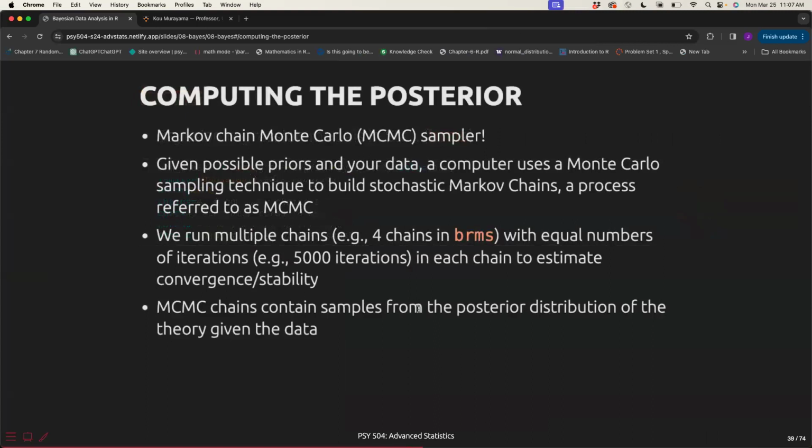So how are the posterior estimates computed? We use a really cool method called Markov chain Monte Carlo sampling, or MCMC. Given our priors and our data, we use Monte Carlo sampling to build what are called Markov chains. We call this MCMC. We run these across 4 chains in our model with an equal number of iterations, and these chains contain our samples from the posterior distribution.